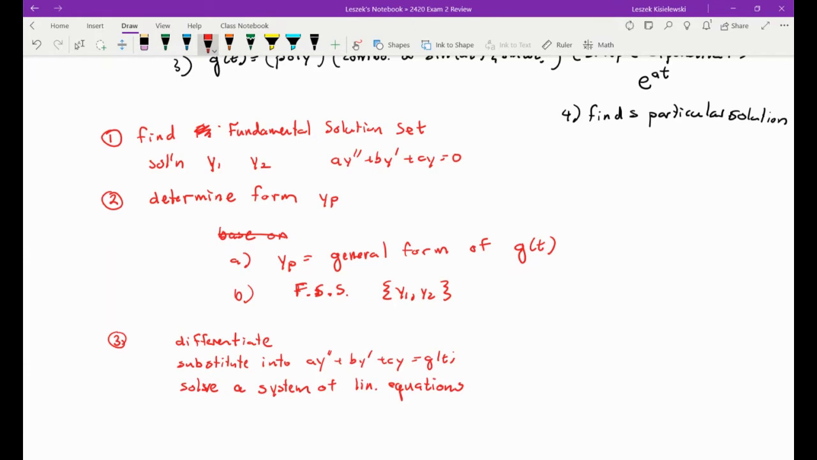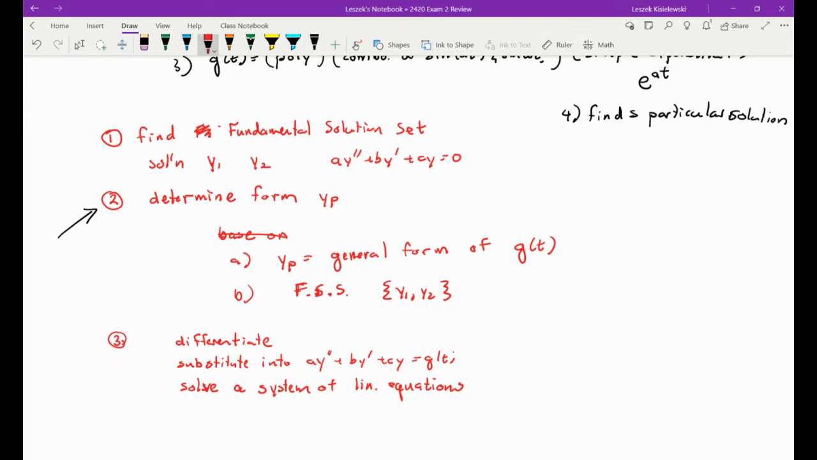So this third part, of course, is just a very tedious exercise in differentiating using product rule, using triple product rule, whatever, substituting and then solving a linear system of equations. Unfortunately, that's just the nature of the beast. But the fun part, of course, is determining the form. I think you get a lot of credit from your graders just if you know the correct form of the particular solution. So let's look at some examples.